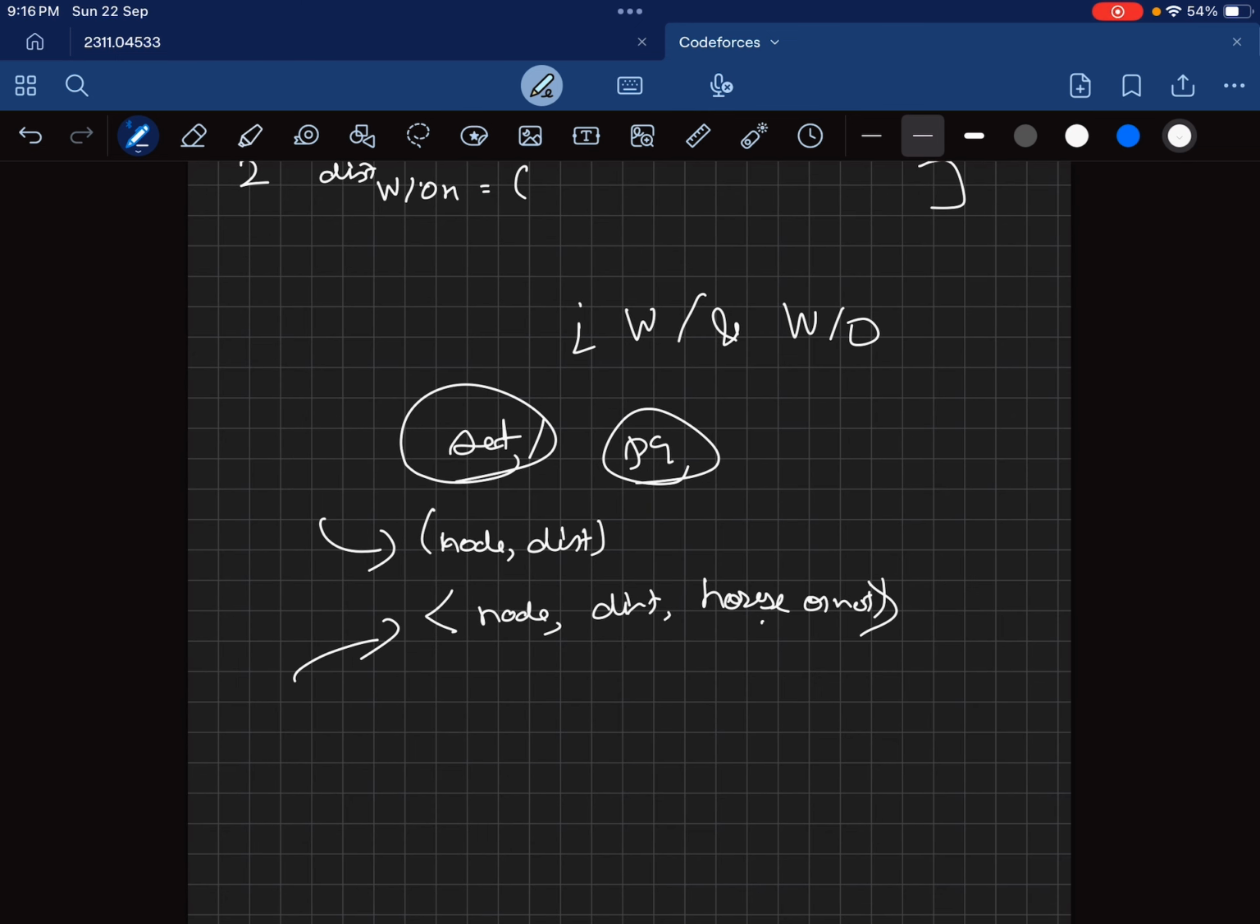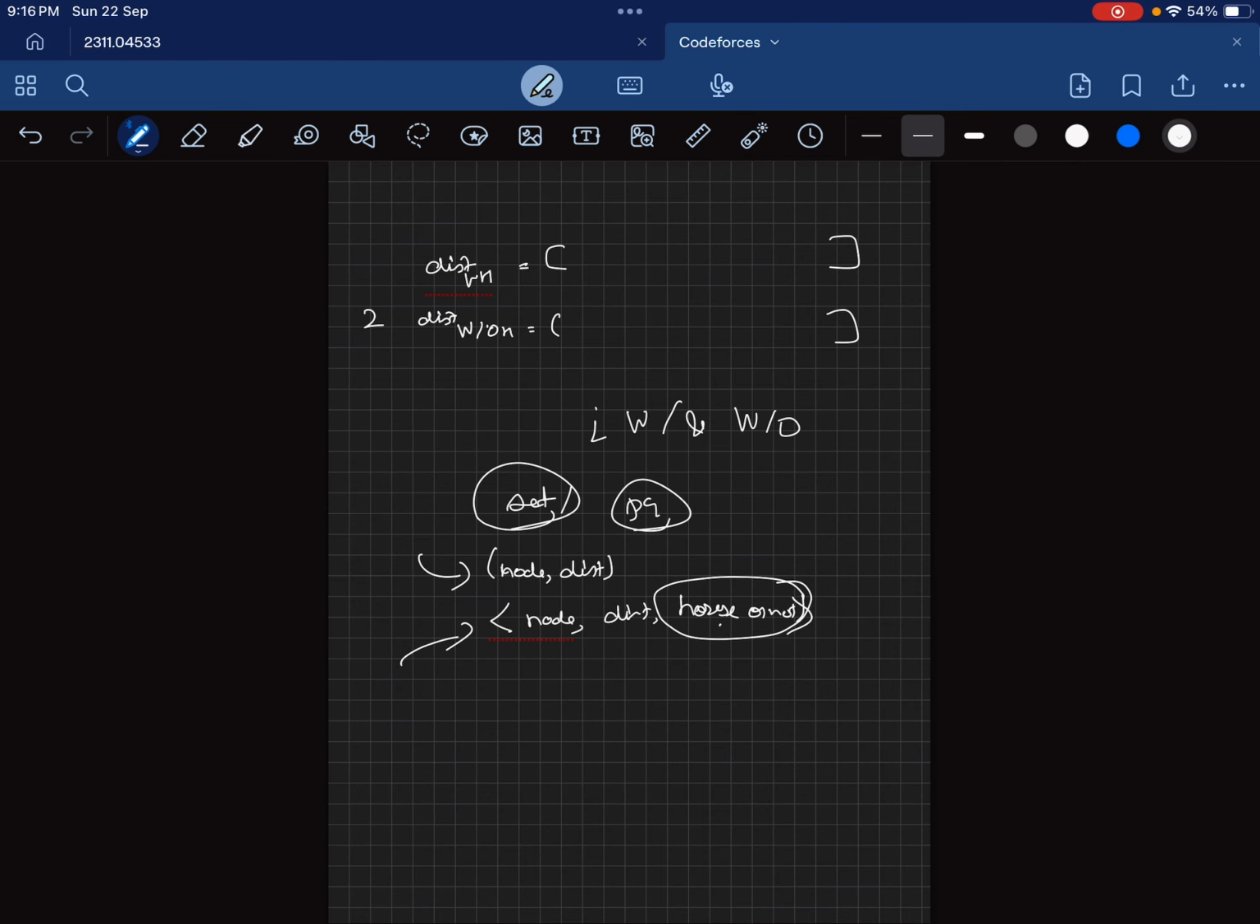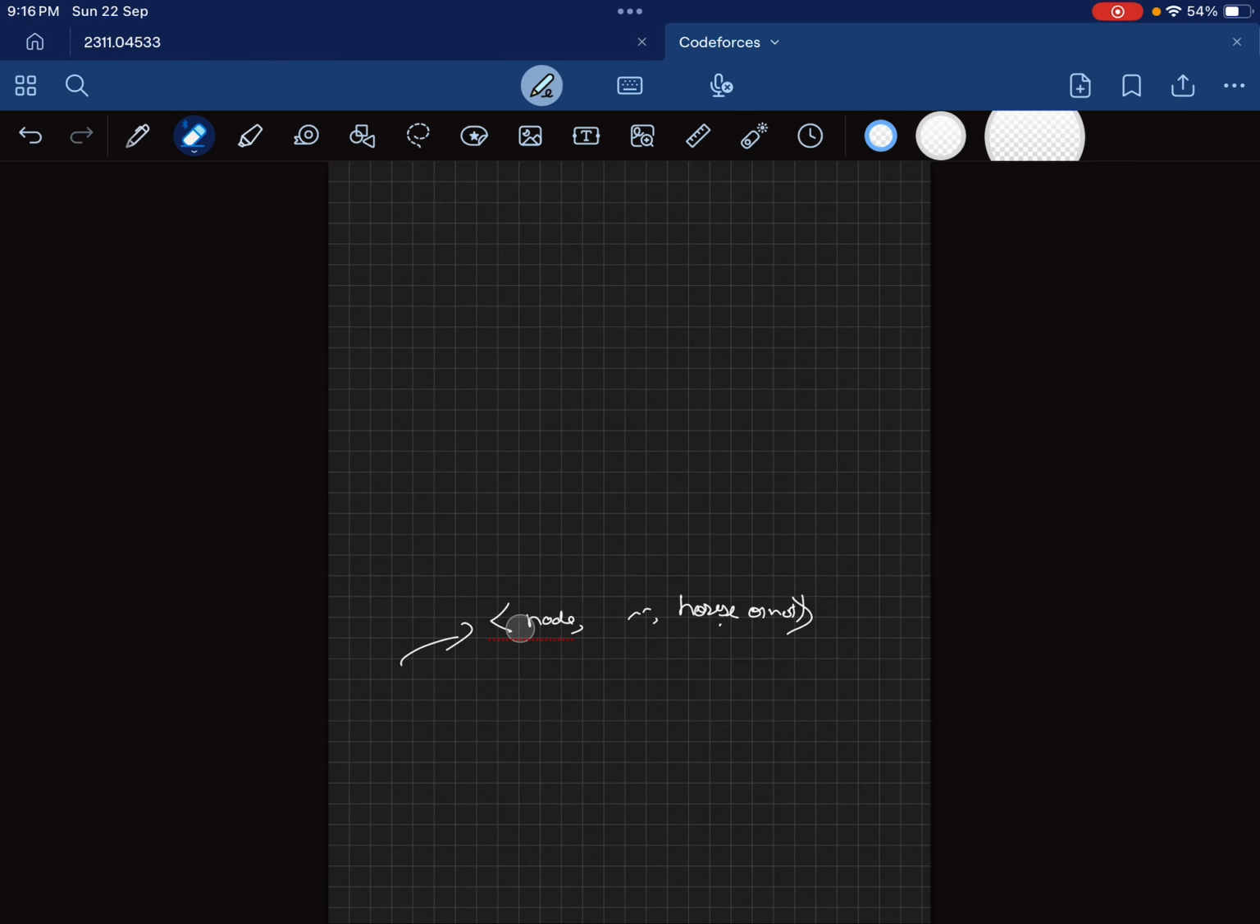Everything else will be the same. We just have to be smart about when to update the horse boolean, based on whether we encountered a horse or not. Okay, so that is all we need to do in this question. Thank you.